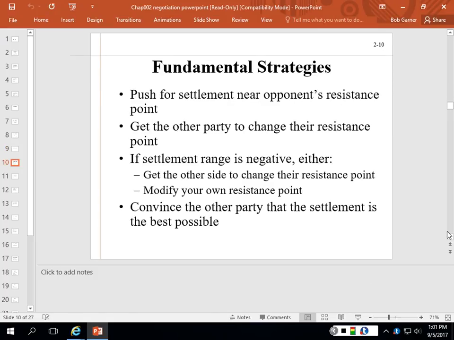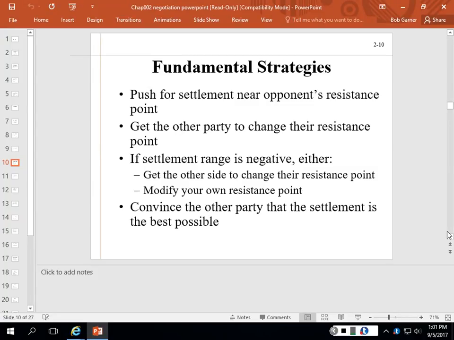All right, so what are the fundamental strategies? Push for a settlement near the opponent's resistance point. Yeah, that's a great strategy. Problem is, how am I going to know their resistance point? Are they going to come out and say, well, I'm asking 145, but my resistance point's 135? That'd be really nice. It's not going to happen.